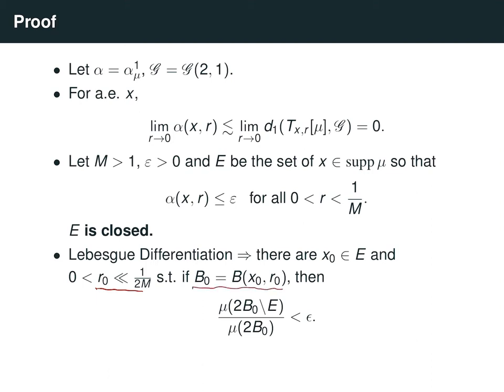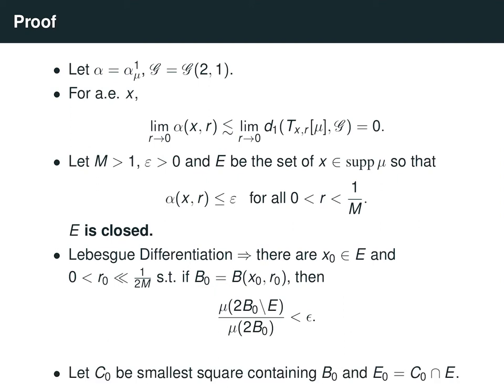if we let b naught be the ball centered at x naught, radius r naught, then the measure of the complement of E in 2b naught divided by the measure of 2b naught is less than epsilon. Or in other words, E takes up all but at most epsilon percent of the ball 2b naught. Now, for technical reasons that will become apparent later, we need to have this condition for the double of b naught instead of just b naught itself.